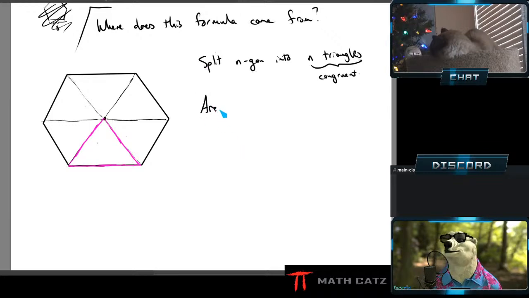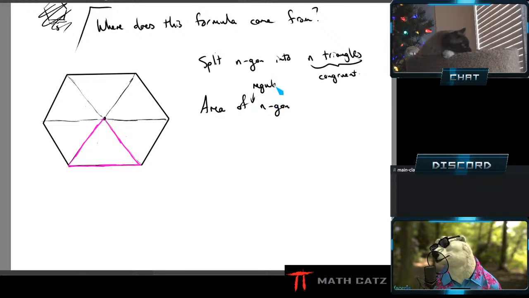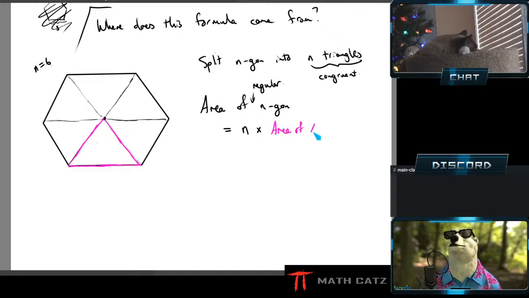So let's make a plan. The area of my n-gon, it's regular, right? Remember, it has to be regular. As soon as I lose that, whew, then it's really handled on a case-by-case basis. The area of the n-gon, n-sided polygon, think of n here as 6 in my hexagon case, is equal to n times, I'm going to write it in pink, the area of this single triangle.